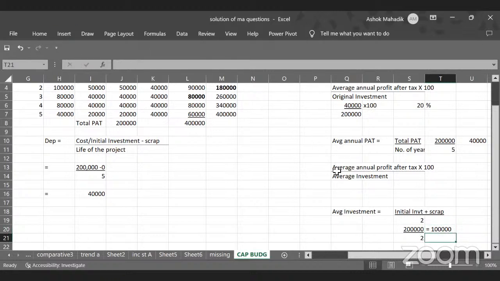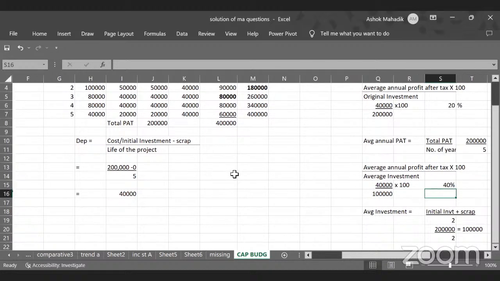Okay. So average annual profit after tax we have already calculated as 40,000, upon average investment, which is 1 lakh rupees, into 100. So it is 40%. Okay, students. So talking about both the methods, to calculate ARR you can use original investment as well as average investment.